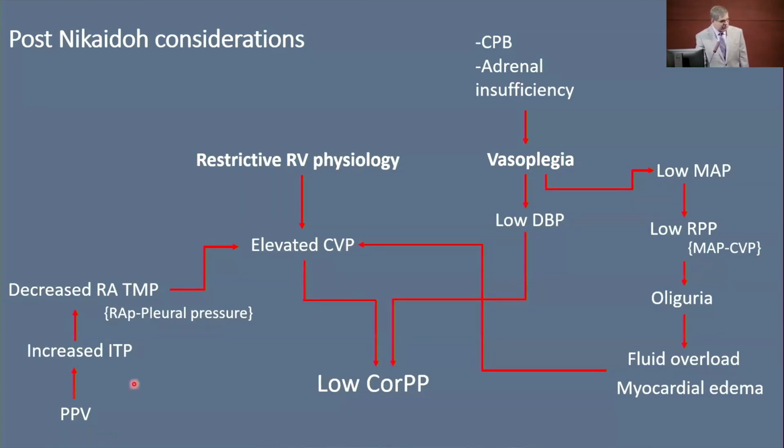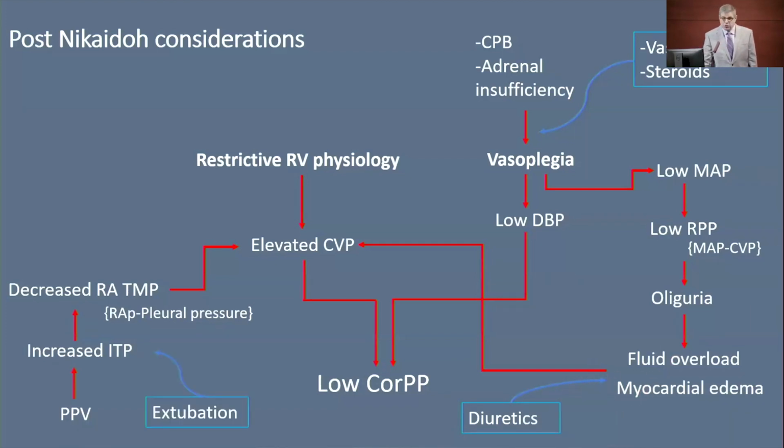And then positive pressure ventilation will increase the intrathoracic pressure, which will decrease the transmural pressure in the right atrium, and also lead to elevated CVP and lead to low coronary perfusion pressure. So you want to break those things by vasopressors and steroids to decrease the effect of vasoplegia, by early initiation of diuretics to address this fluid overload and myocardial edema, and by extubating them quickly to decrease the effects of positive pressure ventilation.